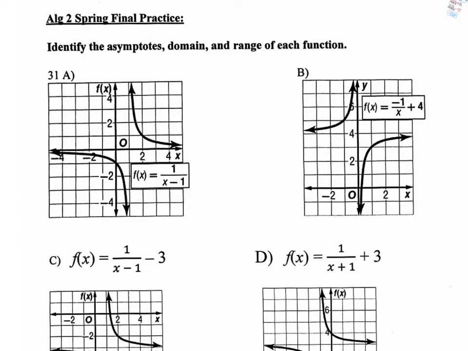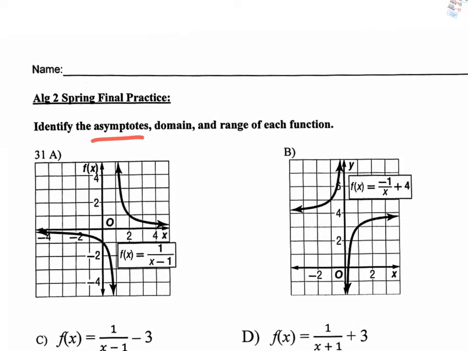Number 31, they want us to find the asymptotes. Those are the lines that the graphs infinitely approach, and also state the domain and range of each function. So let's first do a little bit of notes right here.